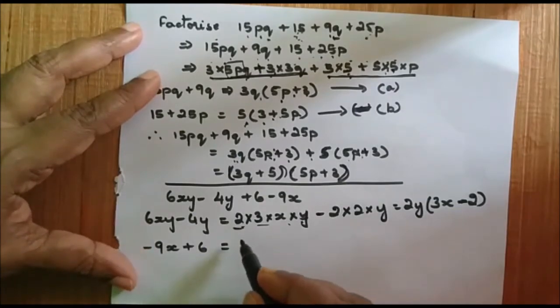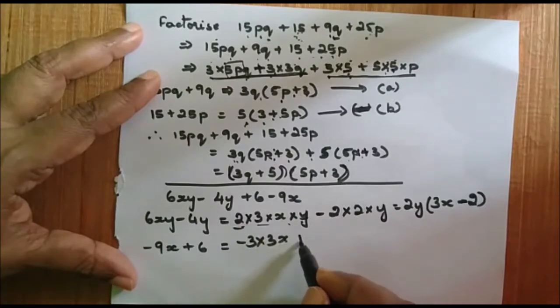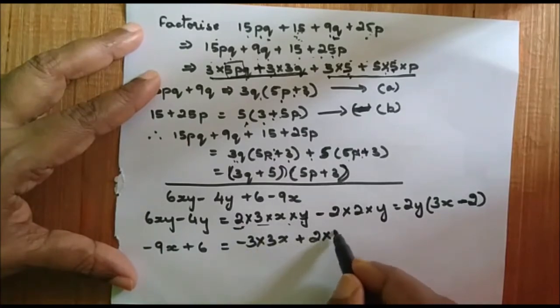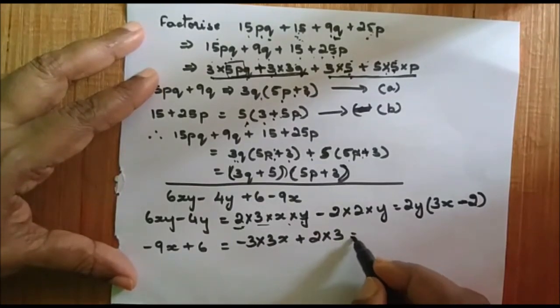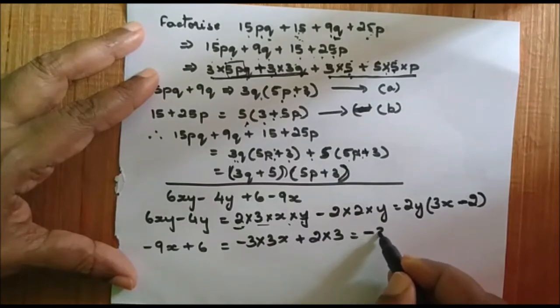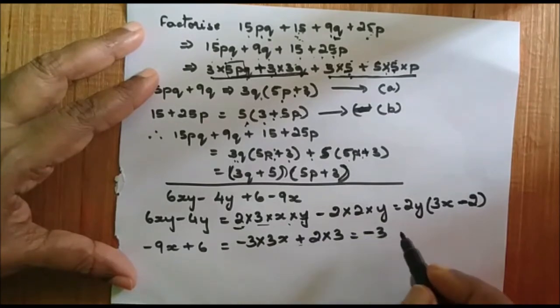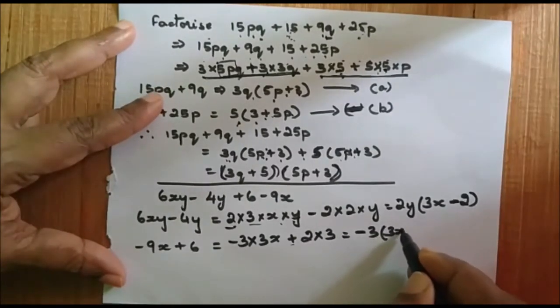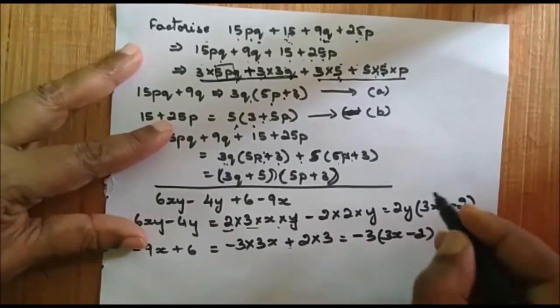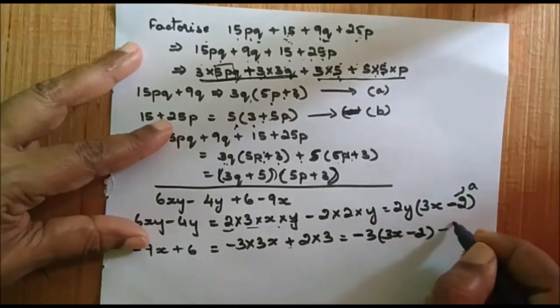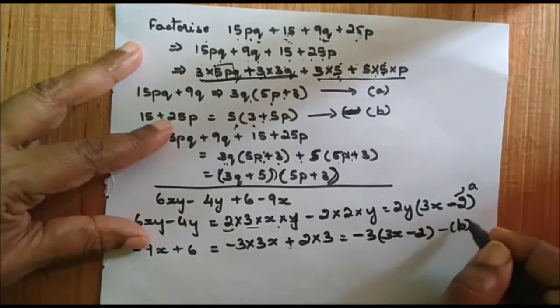Now I will take this one. I can write 9 as 3 into 3 into x plus 6 can be written as 2 into 3. Now what is common? 3 is common in both the terms. I will write it as minus 3 because I want to get a minus sign here. So minus 3 I take out means it becomes 3x minus 2. Okay, what do I get? 3x minus 2. So this is one expression and this is another expression.